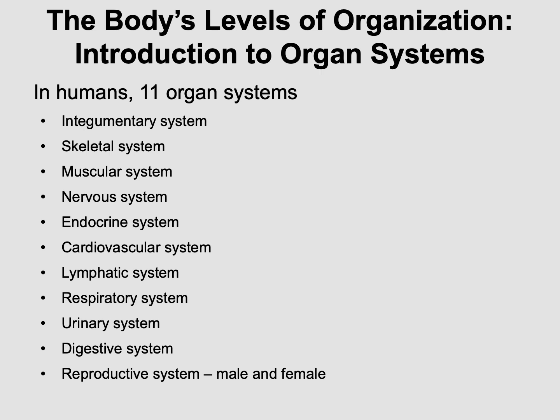Then we'll go over the endocrine system, which is hormones, and the cardiovascular system, so that's heart and blood vessels and blood. We will also go over lymphatic, so this is your lymph. We will go over the respiratory system, lungs and breathing, then the urinary system, digestive system, and the reproductive system, which is divided into male and female.